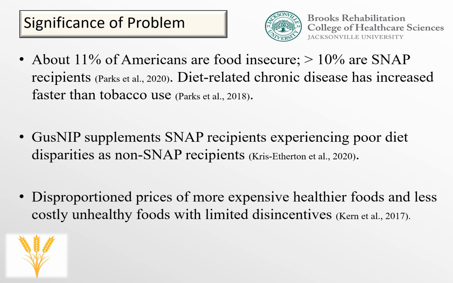GusNIP supplements SNAP recipients experiencing poor diet disparities compared to non-SNAP recipients. Non-SNAP recipients are considered populations that are not participants in the SNAP program because their income levels are too high. Also, there are disproportionate prices of more expensive healthier foods and less costly unhealthy foods with limited disincentives.